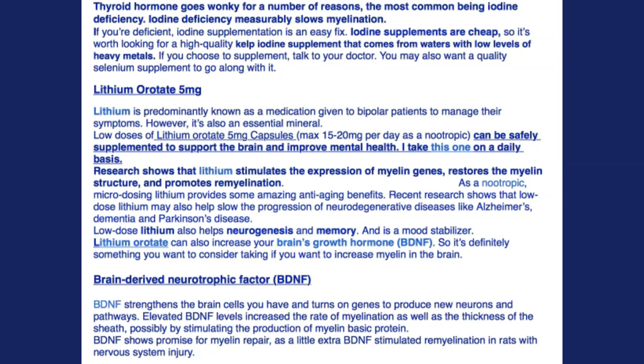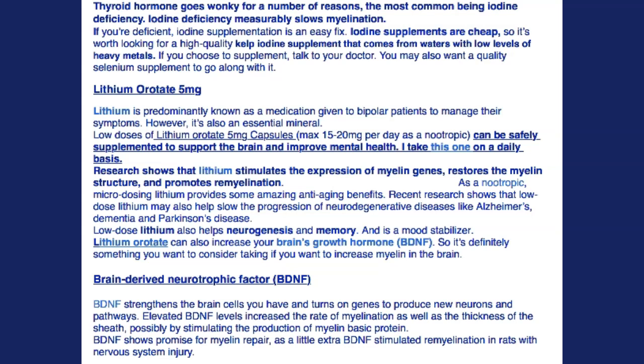Thyroid hormone goes wonky for a number of reasons, the most common being iodine deficiency. Iodine deficiency measurably slows myelination. If you're deficient, iodine supplementation is an easy fix. Iodine supplements are cheap, so it's worth looking for a high-quality kelp iodine supplement that comes from waters with low levels of heavy metals. If you choose to supplement, talk to your doctor. You may also want a quality selenium supplement to go along with it.